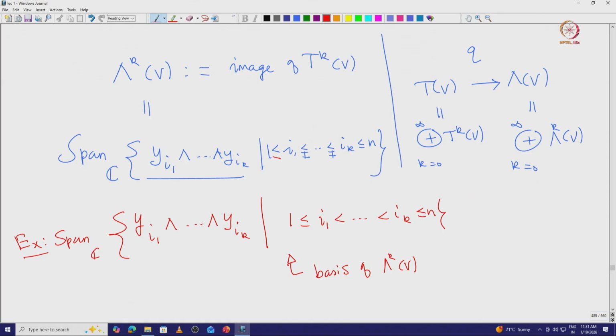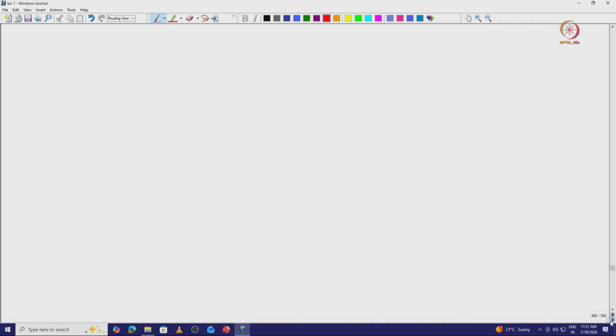Now, once we know this is indeed a basis, then it is clear that when k is greater than or equal to n plus 1, there is no way you can choose indices from 1 to n which are strictly increasing. So, that tells you that this set is empty. That implies immediately that lambda k V is indeed 0 for all k greater than or equal to n plus 1. Not only that, when k equals n, then what happens?